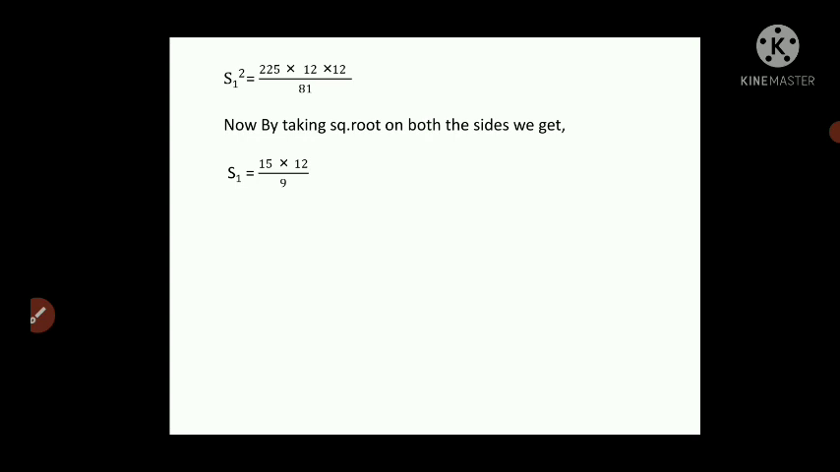Now 9 in the denominator, so we will cancel it using the table of 3. 3 3s are 9, 3 5s are 15, and 3 1s are 3, 3 4s are 12. So finally we get 5 4s are 20. So side 1 is 20 centimeter, that is, the corresponding side of the bigger triangle is 20 centimeter. Students, you can carry out the simplification in the easiest way you can.